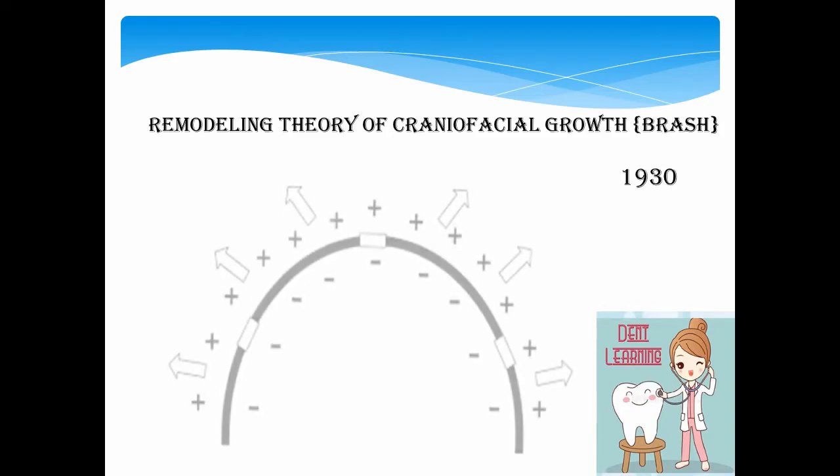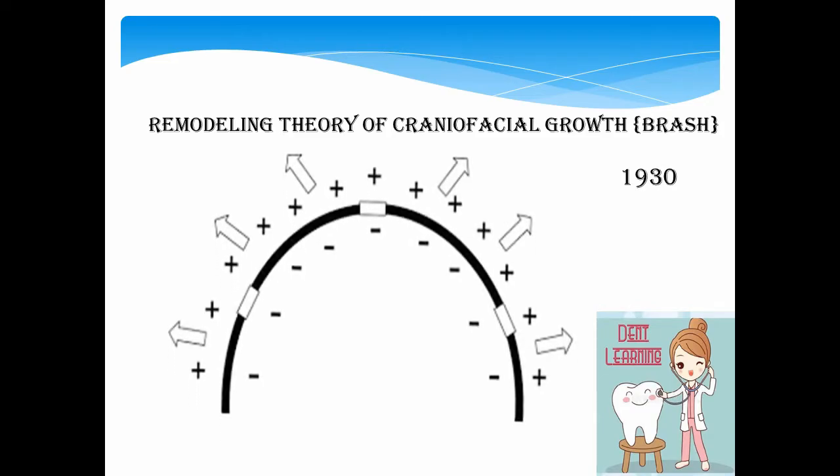Okay, here is an example of cranial vault. Here it is showing bone is deposited on the outer surface of the cranial vault, and simultaneously there is a resorption of bone on the inner surface of the cranial vault. According to this theory, sutures and cartilages have no role to play in the growth, and it also states that this remodeling will help in growth of the craniofacial vault, like deposition on the outer surface and resorption on the inner surface will lead to the growth of the cranial vault.